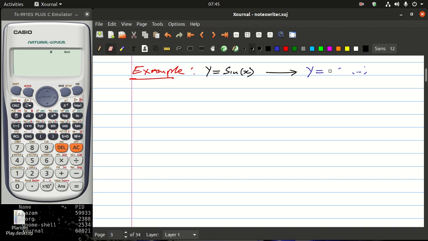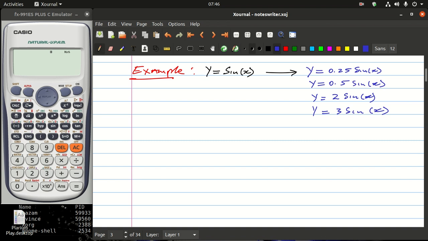Okay. Let me do this instead. Y is equal to 0,25 sine of x. And then I want us to look at y is equal to 0,5 sine of x. And then I have y is equal to 2 sine of x, and then I can maybe say y is equal to 3 sine of x. Now, how do we end up dealing with that nice illustration there? Let us take a look into this.